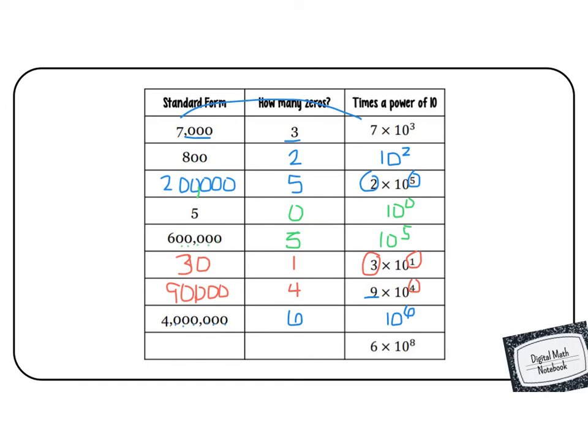And this last one here has an 8. So that means there are 8 zeros. So that would have 1, 2, 3, 4, 5, 6, 7, 8. And then remember, we look at what this number is in front, and it is a 6. And then we go back and put in our commas. 1, 2, 3, there's a period. 1, 2, 3, there's a period. So that would be 600 million.